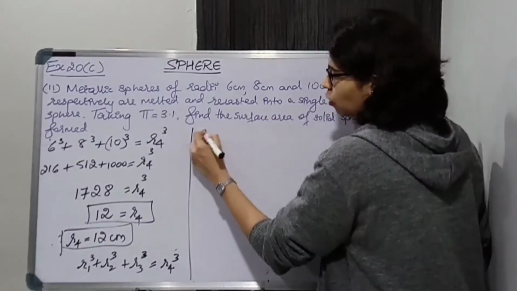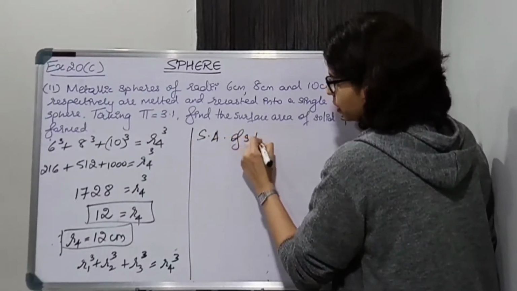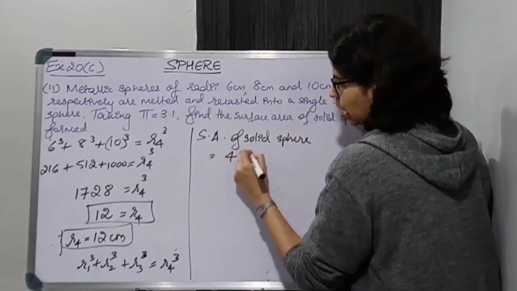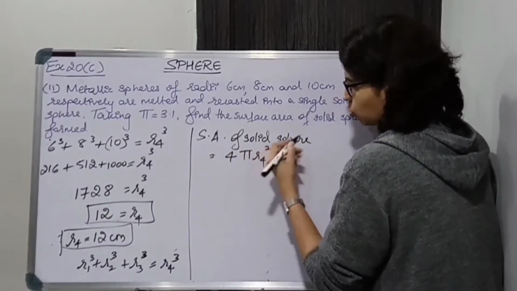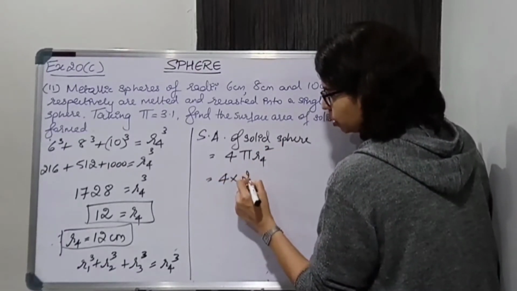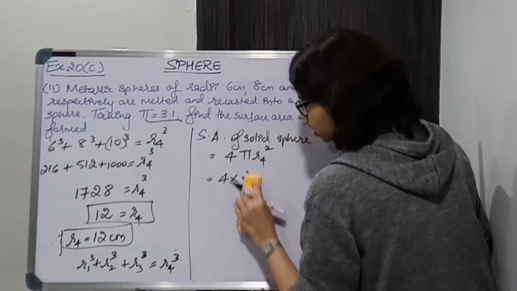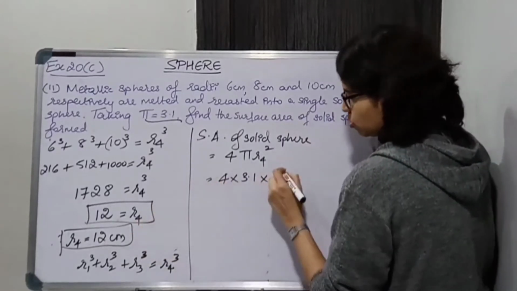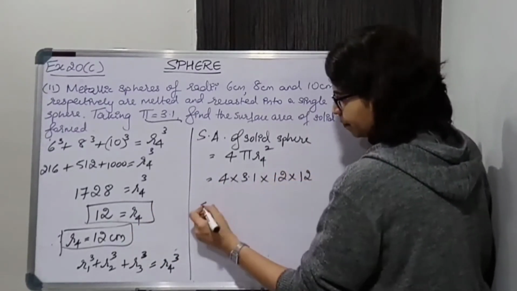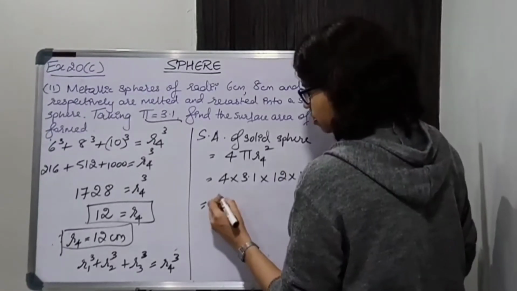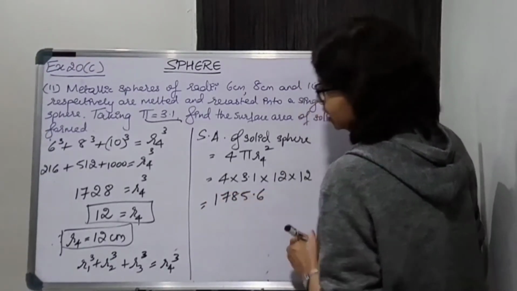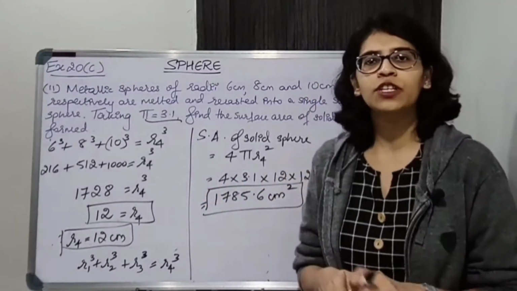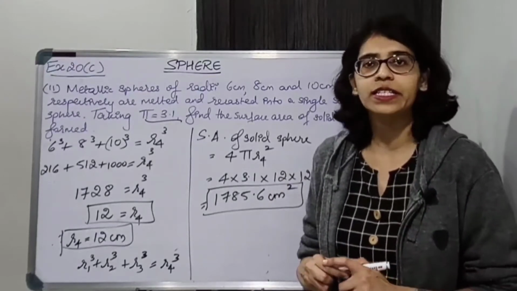Now the surface area of the solid sphere is 4 pi r square. That is 4 into 3.1. You have to not take 22/7. So it is 3.1 into r, which is 12, so 12 into 12. You just have to multiply these. It is 1785.6 centimeters square. Okay, so the surface area of the solid sphere formed is 1785.6 centimeters square.